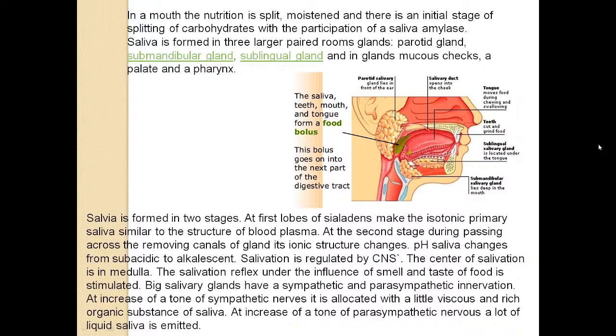Salivation is regulated by the CNS. The center of salivation is in the medulla. The salivation reflex is stimulated under the influence of the smell and taste of food. Big salivary glands have sympathetic and parasympathetic innervation. At an increase of the tone of sympathetic nerves, a little viscous saliva rich in organic substances is allocated. At an increase of the tone of parasympathetic nerves, a lot of liquid saliva is emitted.